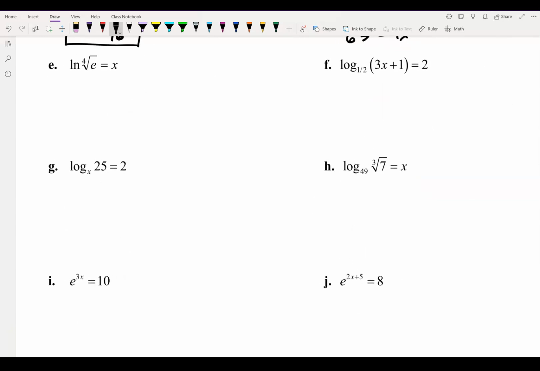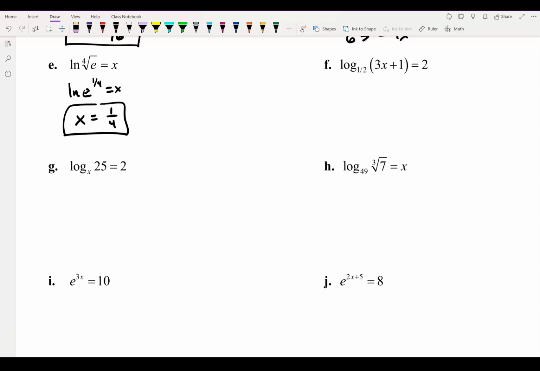Next one, we could rewrite this as ln e to the 1/4 power equals x. And so again, this is asking for the exponent on the base e that equals e to the 1/4, and that's going to be 1/4.